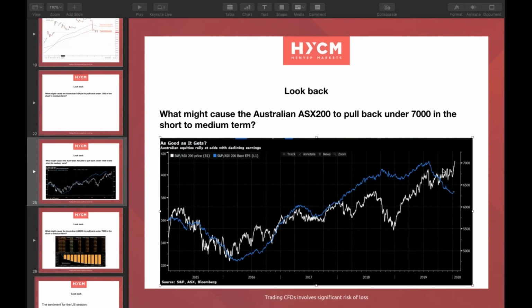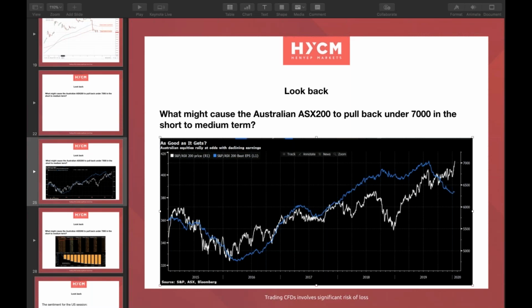Now you can see there's a divergence that's appeared here. We have the EPS going down, and yet we had the ASX 200 going up. And normally, from 2000, you can see that there is a potential for either the EPS to catch up with the ASX 200 or for the ASX 200 to move in line with the earnings per share. So that's just something to be aware of, because there's a discrepancy. I think that's obvious. You can see that.